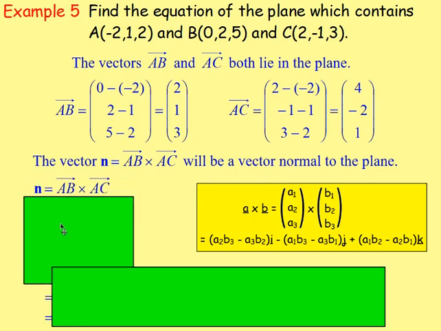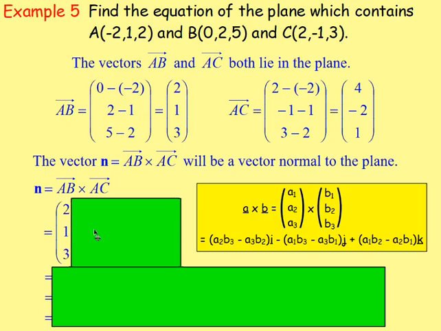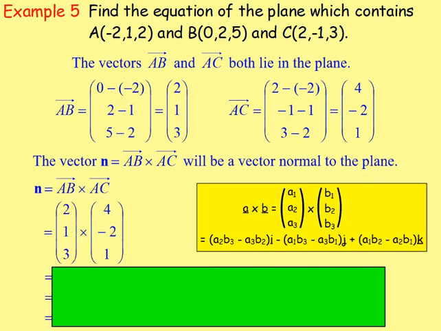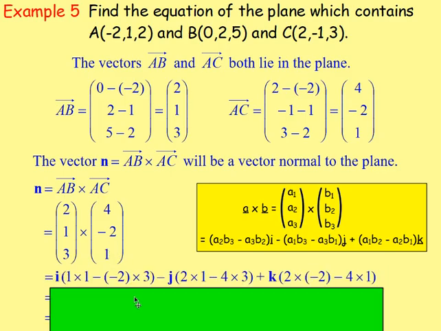To work that out, your normal vector, AB cross AC, will equal, well, we've got them both there in component form. So we've got the 2, 1, 3, and we're multiplying that by the 4, the negative 2, and the 1. To work that out, once again, you're doing the exact same things we did with the other four examples. Cover up that top row, the coefficient of i. You're going to have i times the visible 2 by 2 matrix, work out the determinant of that. So 1 times 1, take away the negative 2 times 3.